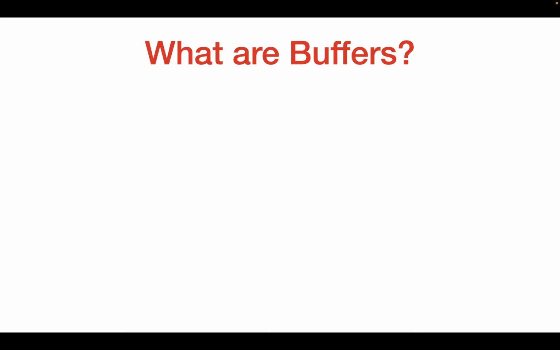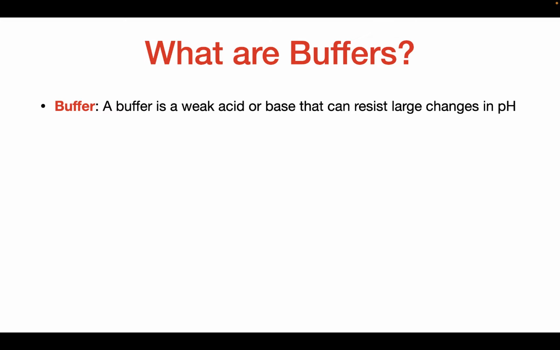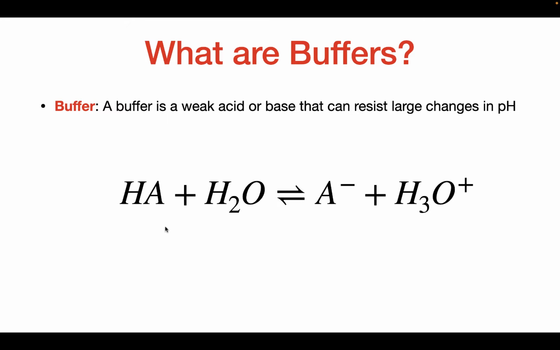Another topic that we're going to talk about is buffers. Buffers are weak acids or bases that resist large changes in pH. They typically have this generic chemical formula, where you have the weak acid and the conjugate base in equilibrium with each other. Now, these weak acids and weak bases are different from strong acids and strong bases because the weak acids and bases don't fully dissociate into ions, whereas strong acids do.